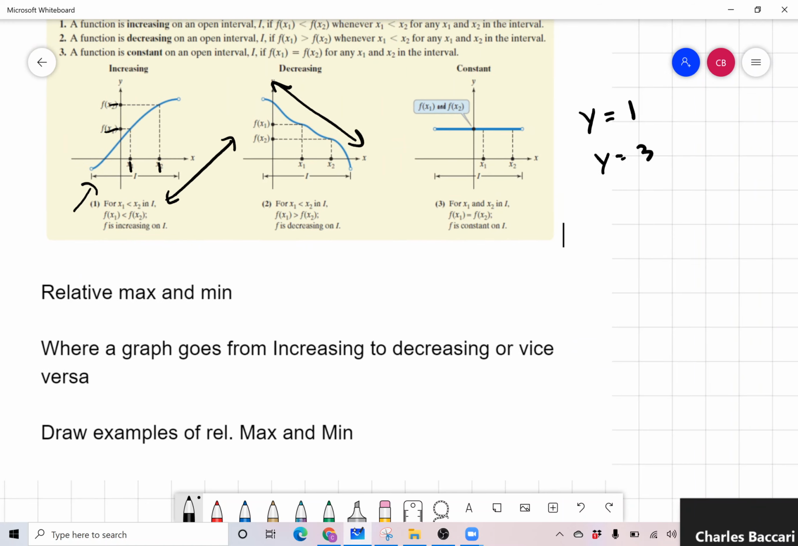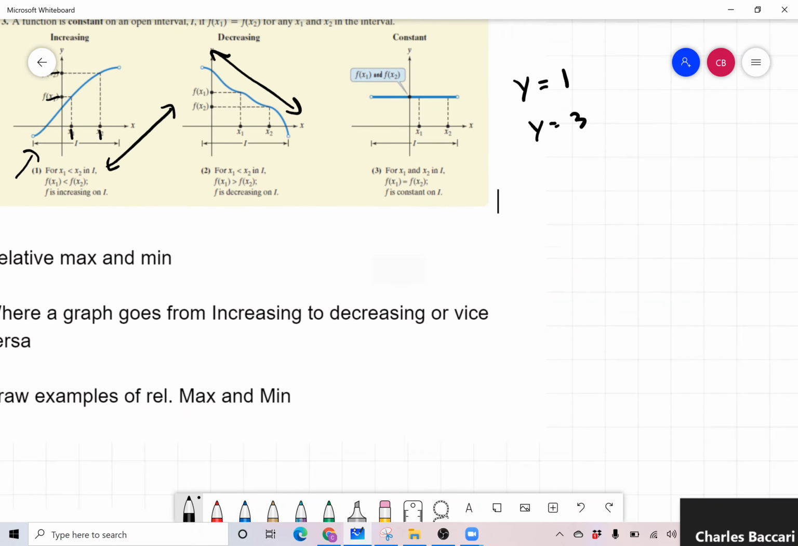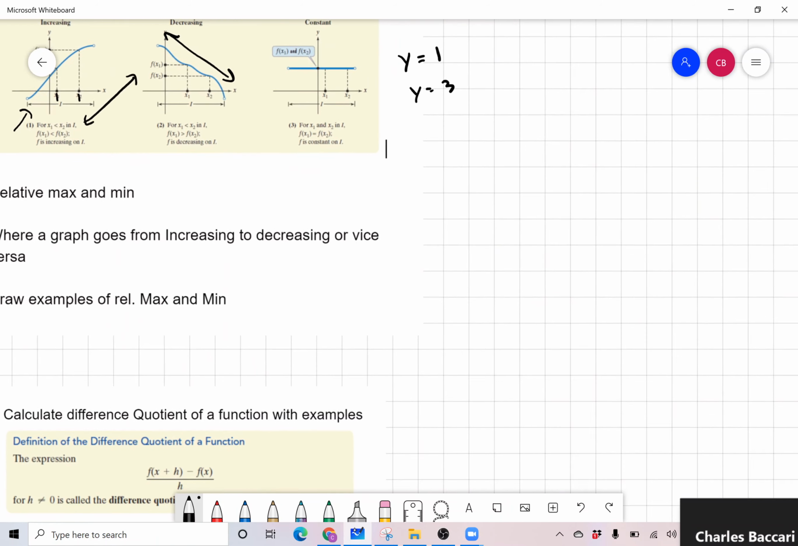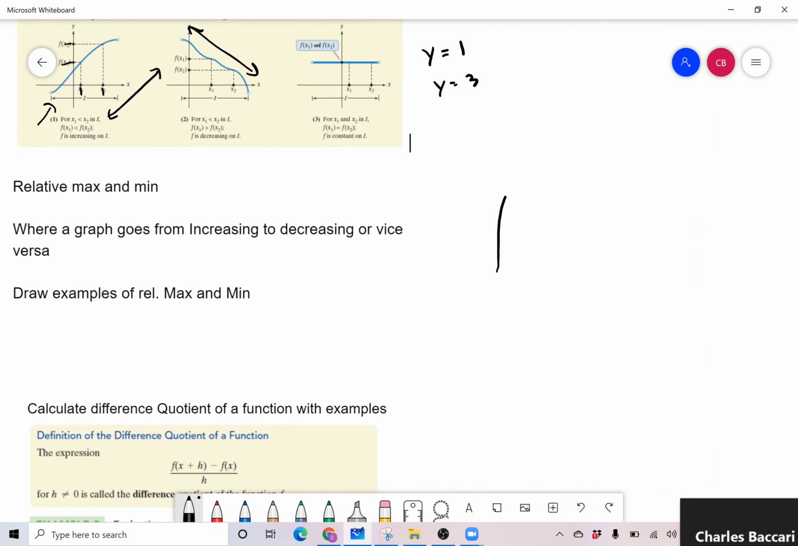Now, in terms of relative max and min, so let's look at this real quick. Let me draw a graph for you. If I drew the following graph, there is a relative max and a relative min. This is your relative min. This is your relative max.